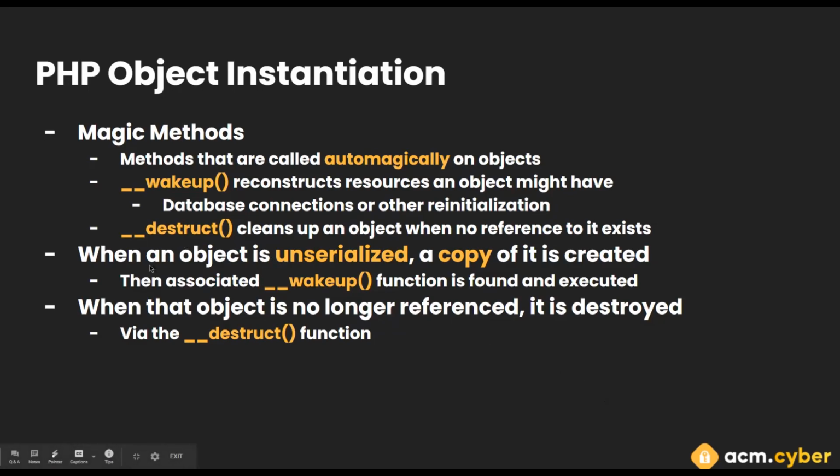So I mentioned this before. When an object is unserialized, a copy of it is created, and then the associated wakeup function is found and executed. Same thing with destruct. Note that we can't stop these functions from executing. They're just going to happen on the object when it's unserialized, or when it's forgotten in the case of destruct.